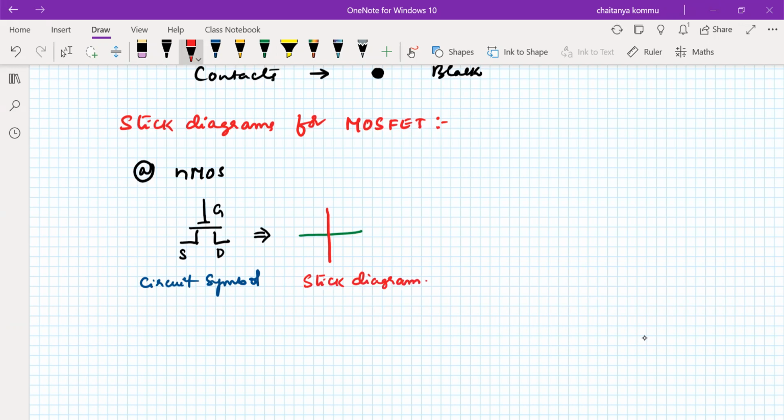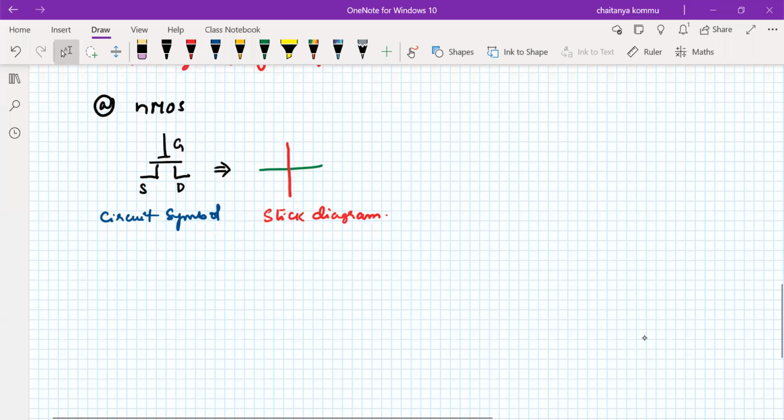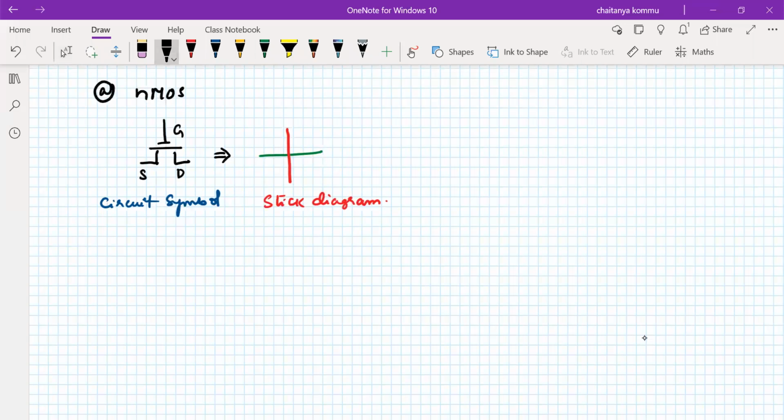Okay, is it clear to all of you? Similarly, of course there may be another possibility. Another possibility is that this way also we can look at it.